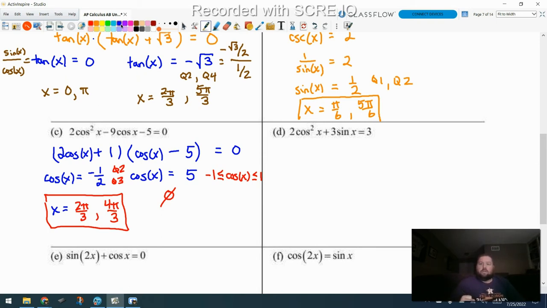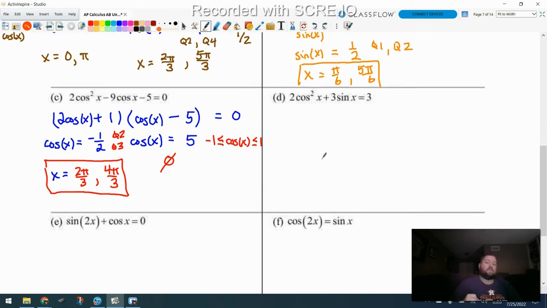All right, this one looks very similar to the last one, but we have one major issue, and that is that we have different trig functions here. So this one's going to require a trig identity to solve it. Okay, so we either need to try to turn everything into cosines or we need to try to turn everything into sines.